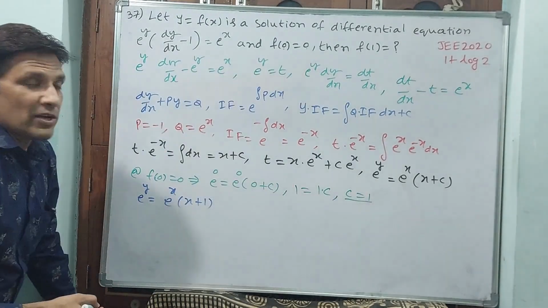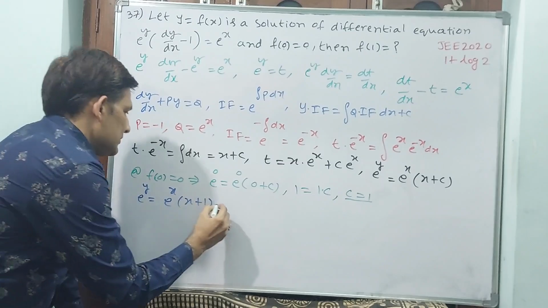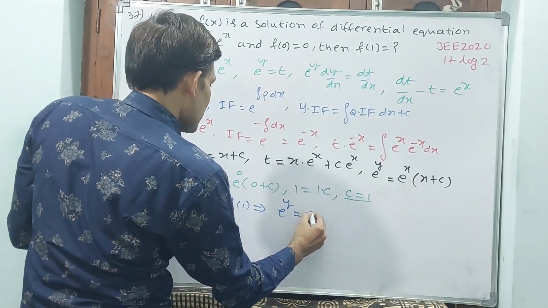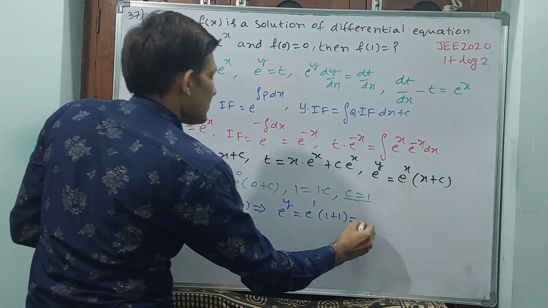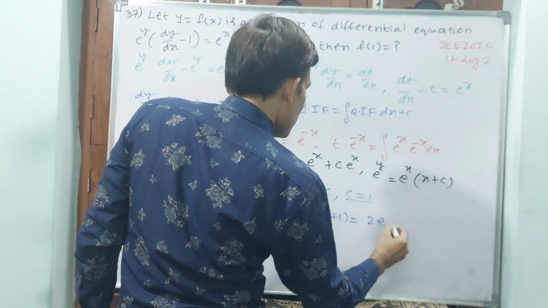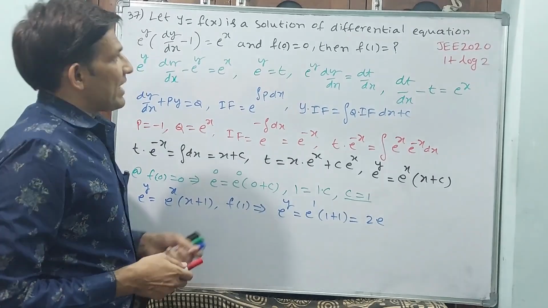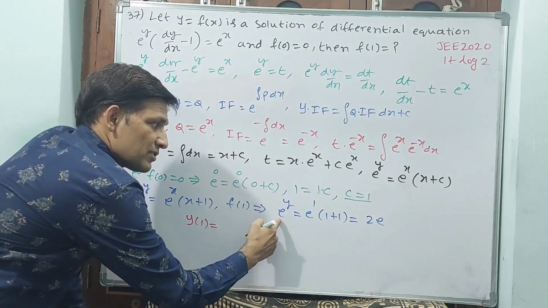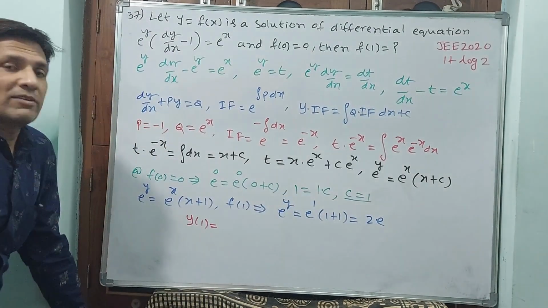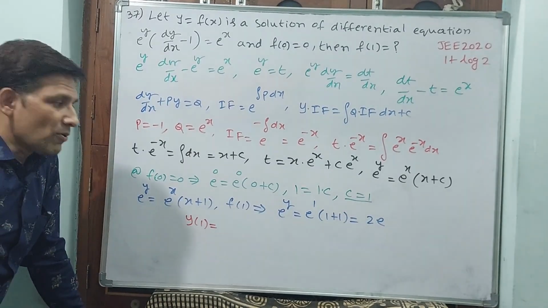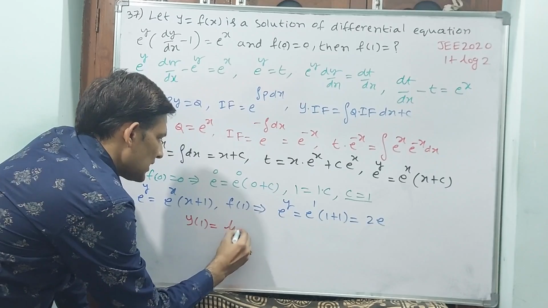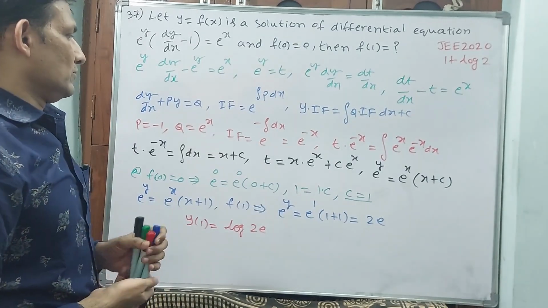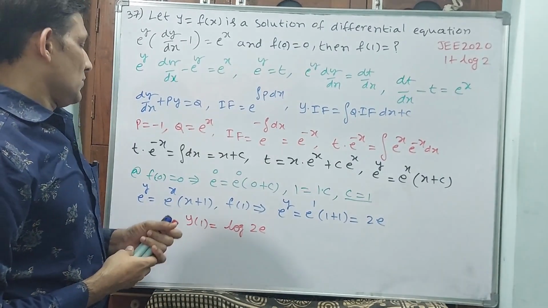Now what is the value of f of 1? F of 1 means you have to put x equal to 1. F of 1 implies e power y is equal to e power 1 into (1 plus 1), that is 2e. Actually, f of 1 means y of 1. So y of 1 is equal to, that e power goes to the other side, and e power something means log: log of 2e. The answer has come wrong. Log 2 should have come.